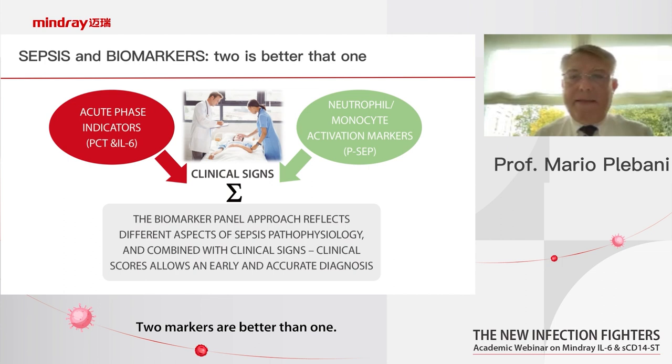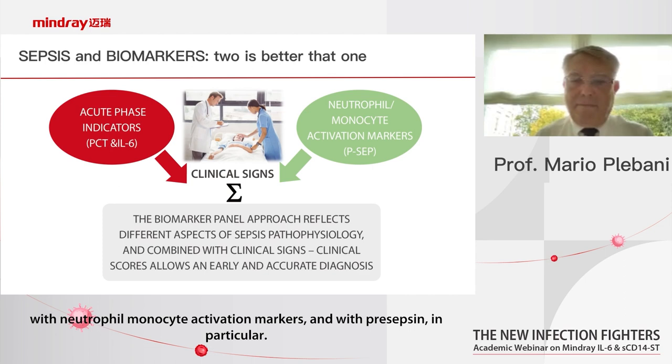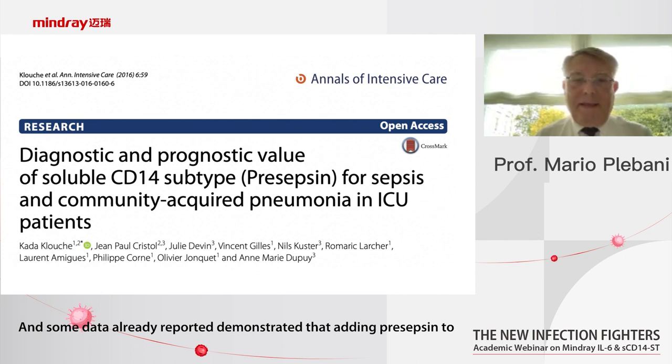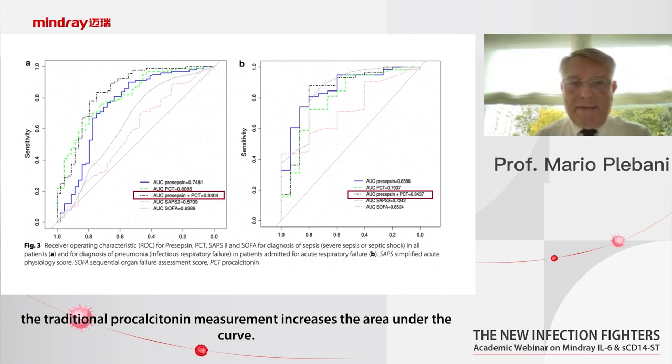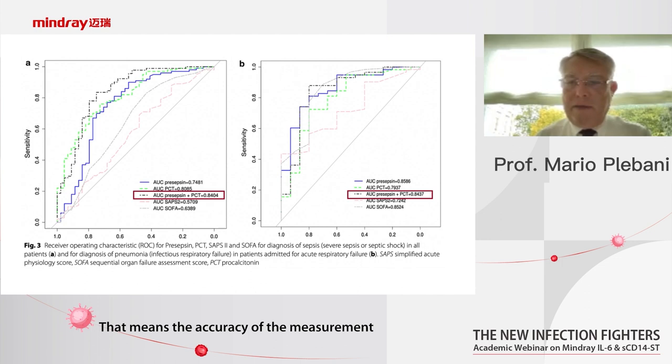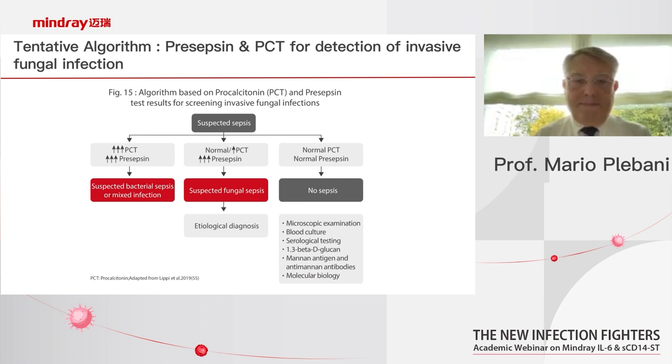And in particular, we have to put together acute phase indicators, procalcitonin and interleukin-6, with neutrophil and monocyte activation markers and disease markers, presepsin in particular. Some data are already reported, demonstrating that adding presepsin to the traditional procalcitonin measurement increases the area under the curve, which means the accuracy of the measurement, allowing better detection and diagnosis of patients. In particular, you can see that there is an increase in specificity and sensitivity putting together the two biomarkers. And this is a tentative algorithm already reported in the literature.